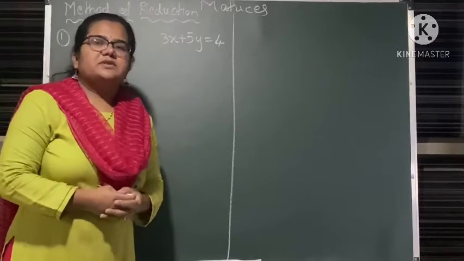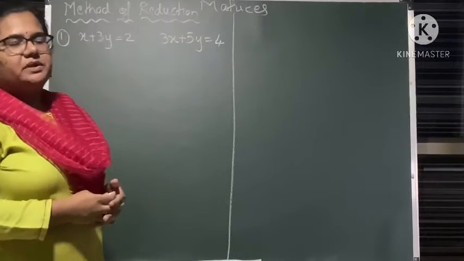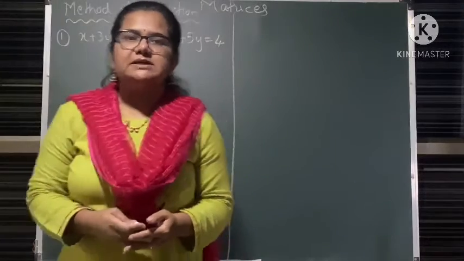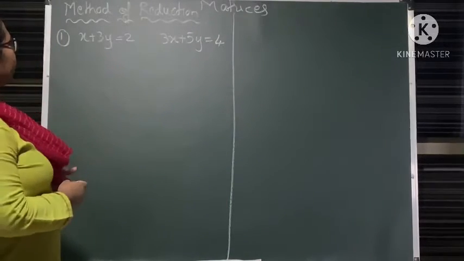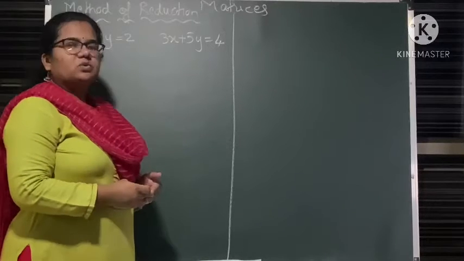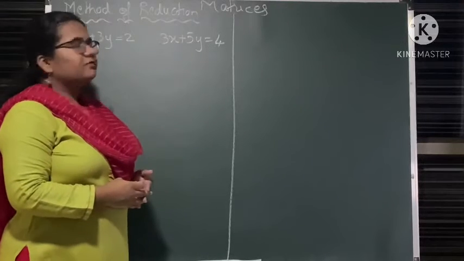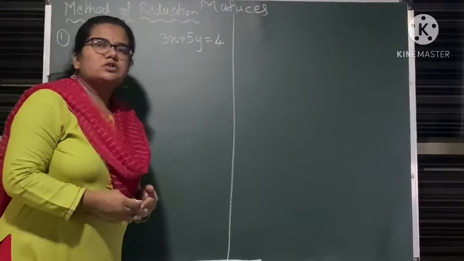Now we have seen examples for the method of inversion. Now we will see examples for the method of reduction. In that first example, what I have taken is x plus 3y equal to 2 and 3x plus 5y equal to 4. Now what is always the first step?